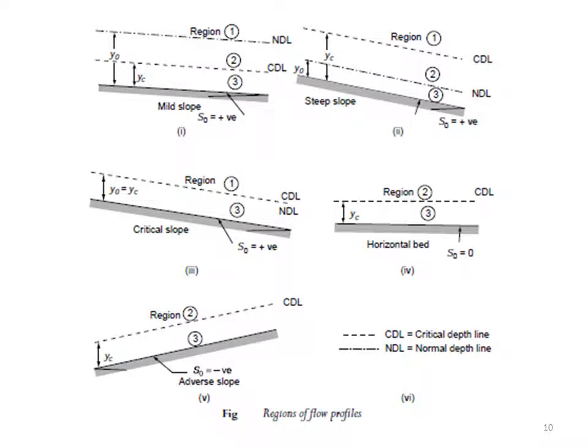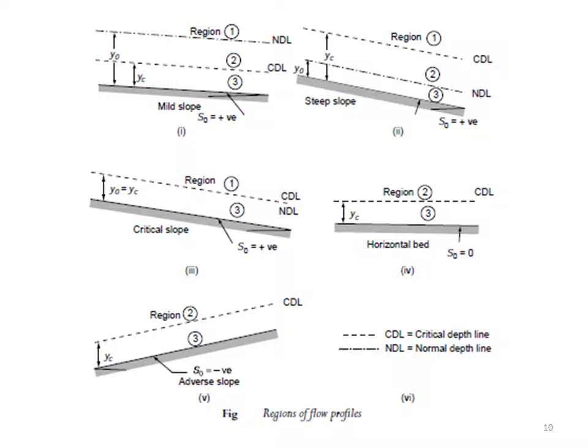Case number 4 is the case of the horizontal bed channels or zero bottom slope channel. As we discussed, here uniform flow depth or normal flow depth is not possible. So the imaginary line of NDL is non-existent here. Only CDL exists, so for this case there are 2 regions only, region 2 and region 3. Note that region 1 is absent here.